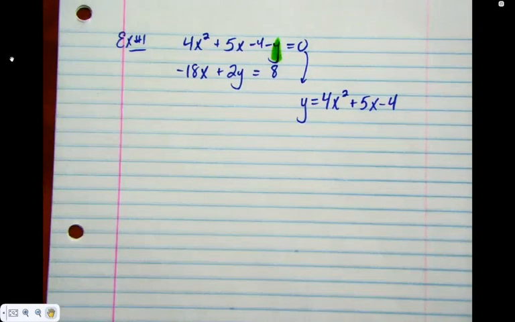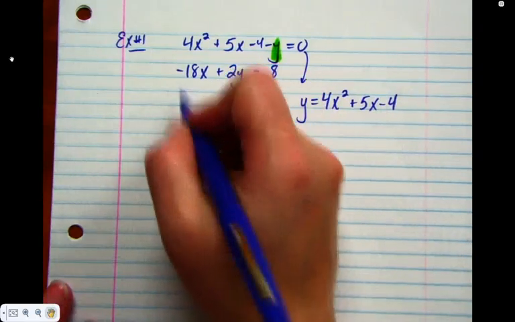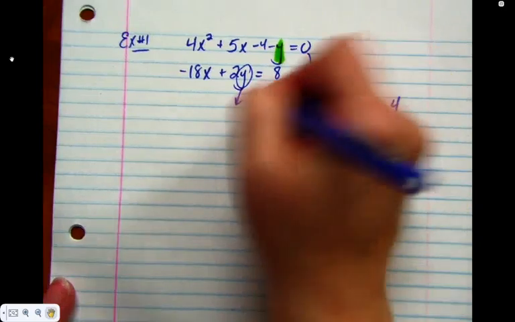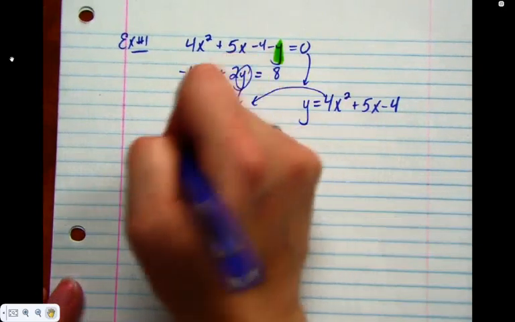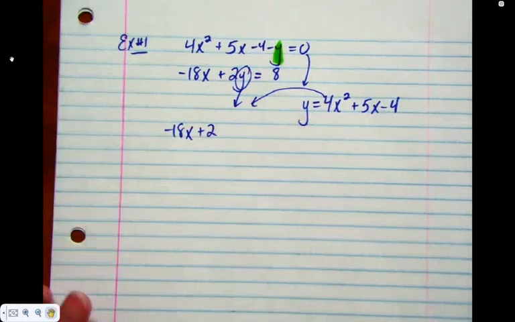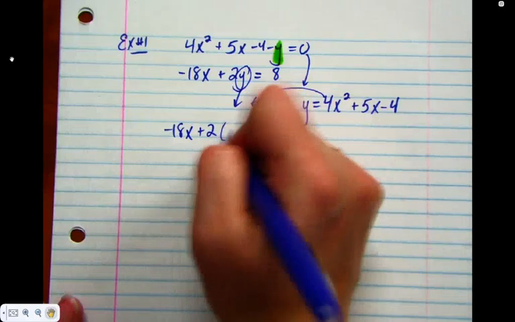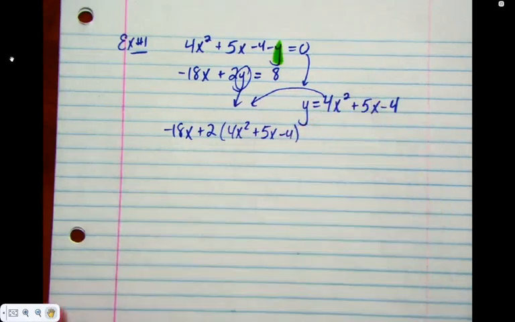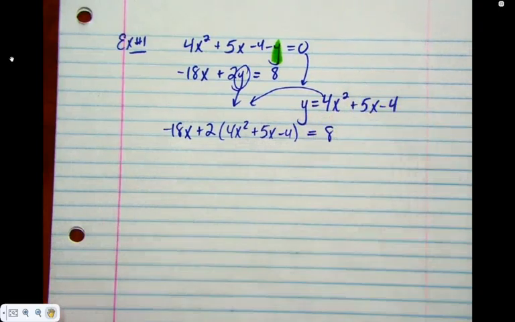If I pick the first equation for that step, I have to pick the second equation, and what I'm going to do is take y out and put this guy in its place. So I'm going to keep that negative 18x. I'm going to keep the 2 that's there. I'm just taking out y, and I'm putting in 4x squared plus 5x minus 4. And then I still had negative 8 on the other side. So that's called substitution, because I'm substituting the y for the other equation.